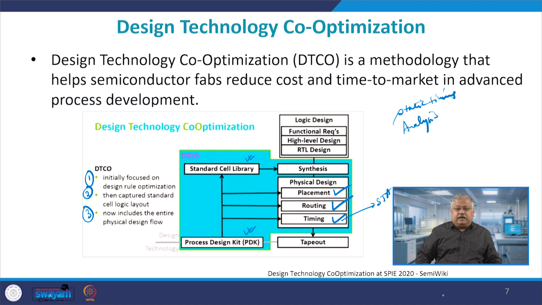We will have a static timing analysis, and then once the timing converges as per our requirement, we move to tape out, where the PDKs have been used initially to generate these GDS2 files. But what is co-optimization in this case is that you are co-optimizing the process flow through the design rules, right? Rather than using the design flow itself. So this is basically a very basic design technology co-optimization scheme which I am showing to you.